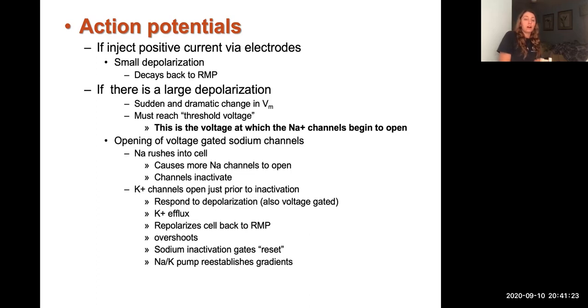Okay. There's a large depolarization, a sudden dramatic change in the membrane voltage. If it reaches threshold voltage, then this is when the sodium channels begin to open, which causes depolarization of the cell. Does anybody have questions about that?